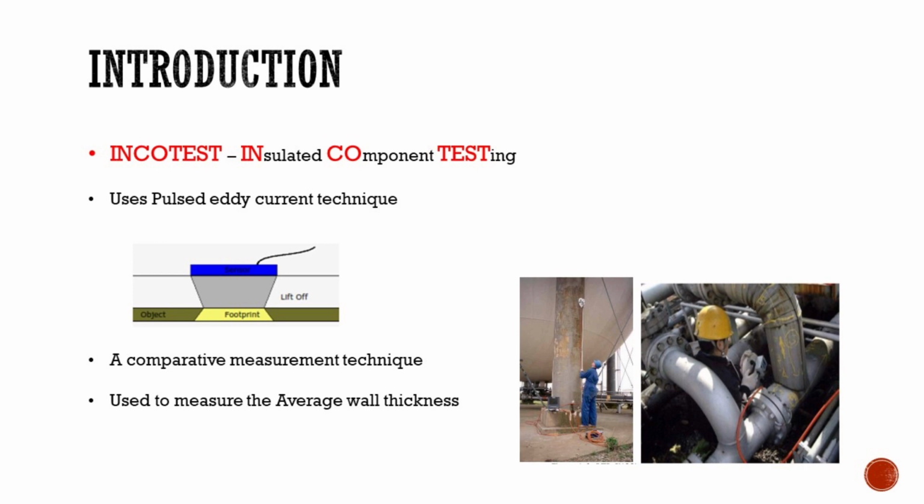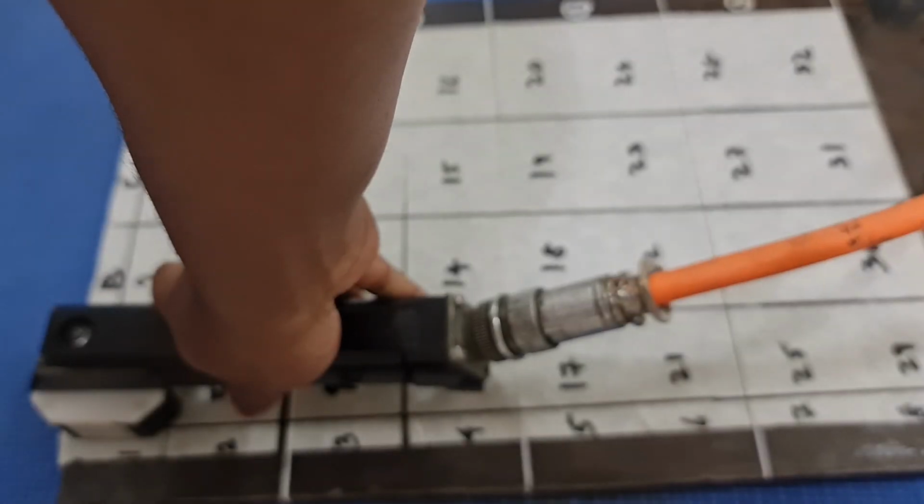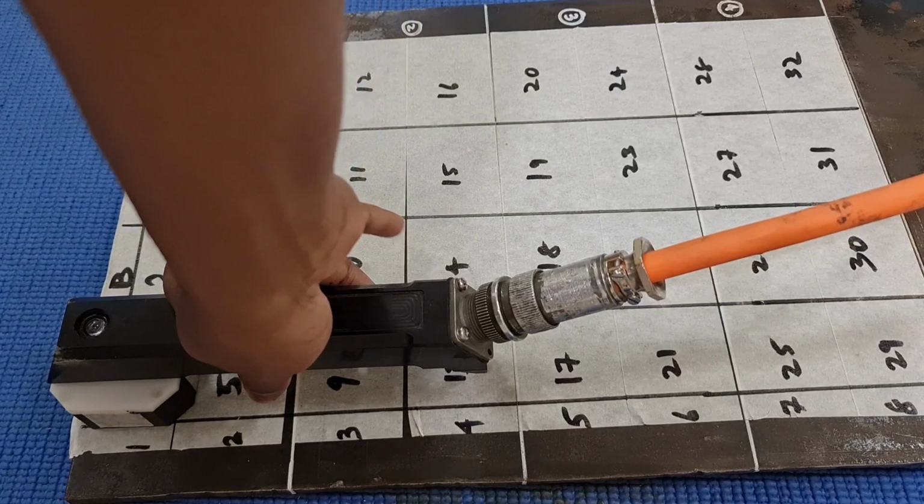In that case, pitting or localized corrosions cannot be detected. It will give an overall average wall thickness of the location. Let us start with the acquisition.